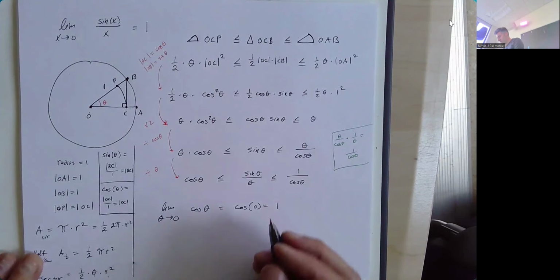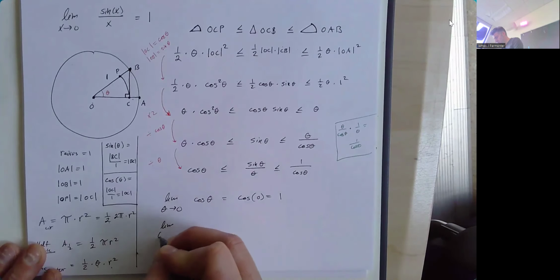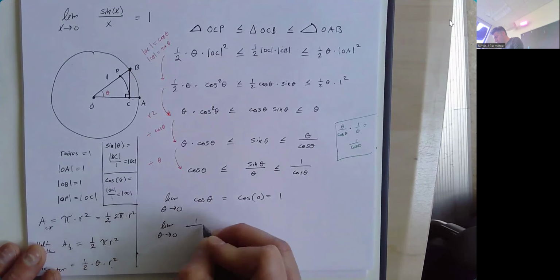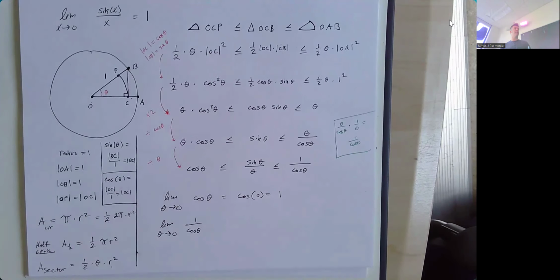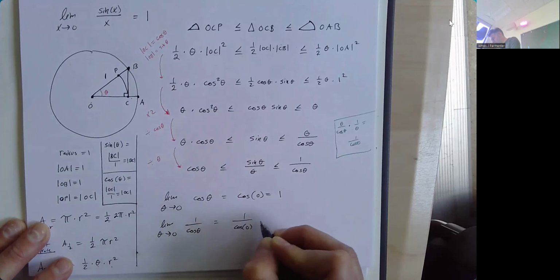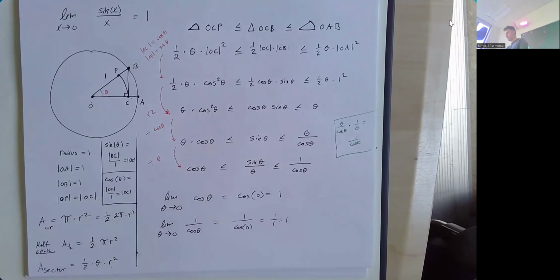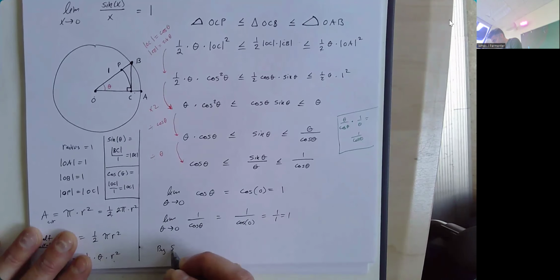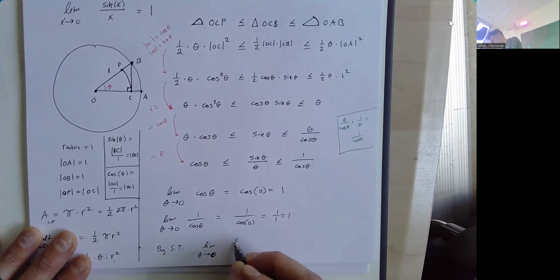Similarly, we take the limit of the right-hand part as theta goes to 0 of 1 over cosine. Or you can write secant of theta if you prefer, although I think 1 over cosine is just fine. And then plugging in, you get 1 over cosine of 0, which is 1 over 1, which is 1. So by the squeeze theorem, you have no choice. The middle part has a limit that is also 1 as theta goes to 0. The limit of sine theta over theta is in fact 1.